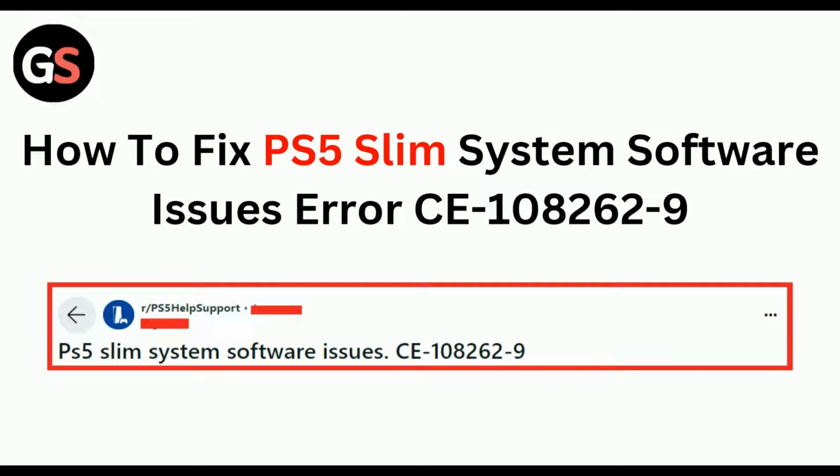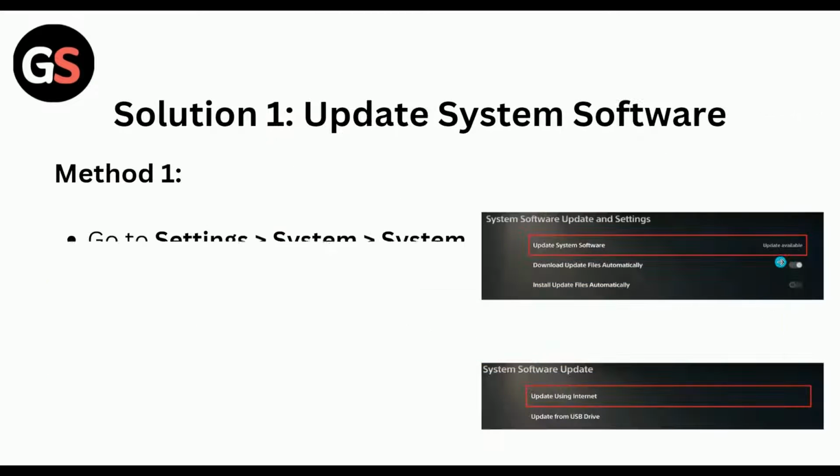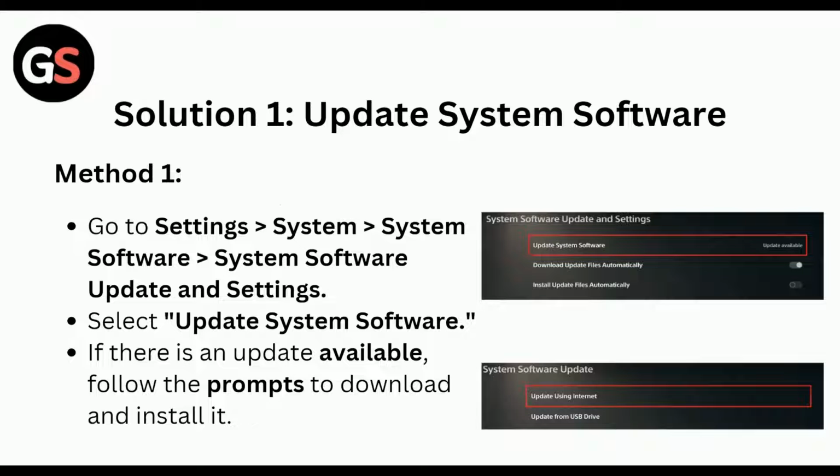So let's embark on this journey together to resolve the pesky system software issue and unleash the full potential of the console. The first solution is update system software. Method one: go to Settings and then System. Here you will see System Software. After that select System Software Update and Settings, and then select Update System Software. If there is an update available, follow the prompts to download and install it.